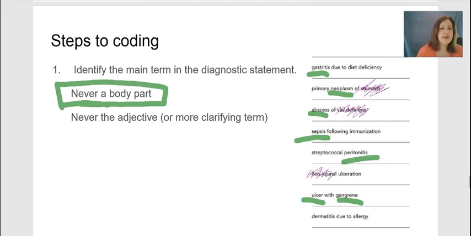The next one, dermatitis due to allergy. So it's just like that gastritis due to the diet deficiency, the one caused the other. So the allergy caused the skin inflammation, so we're going to look up dermatitis.